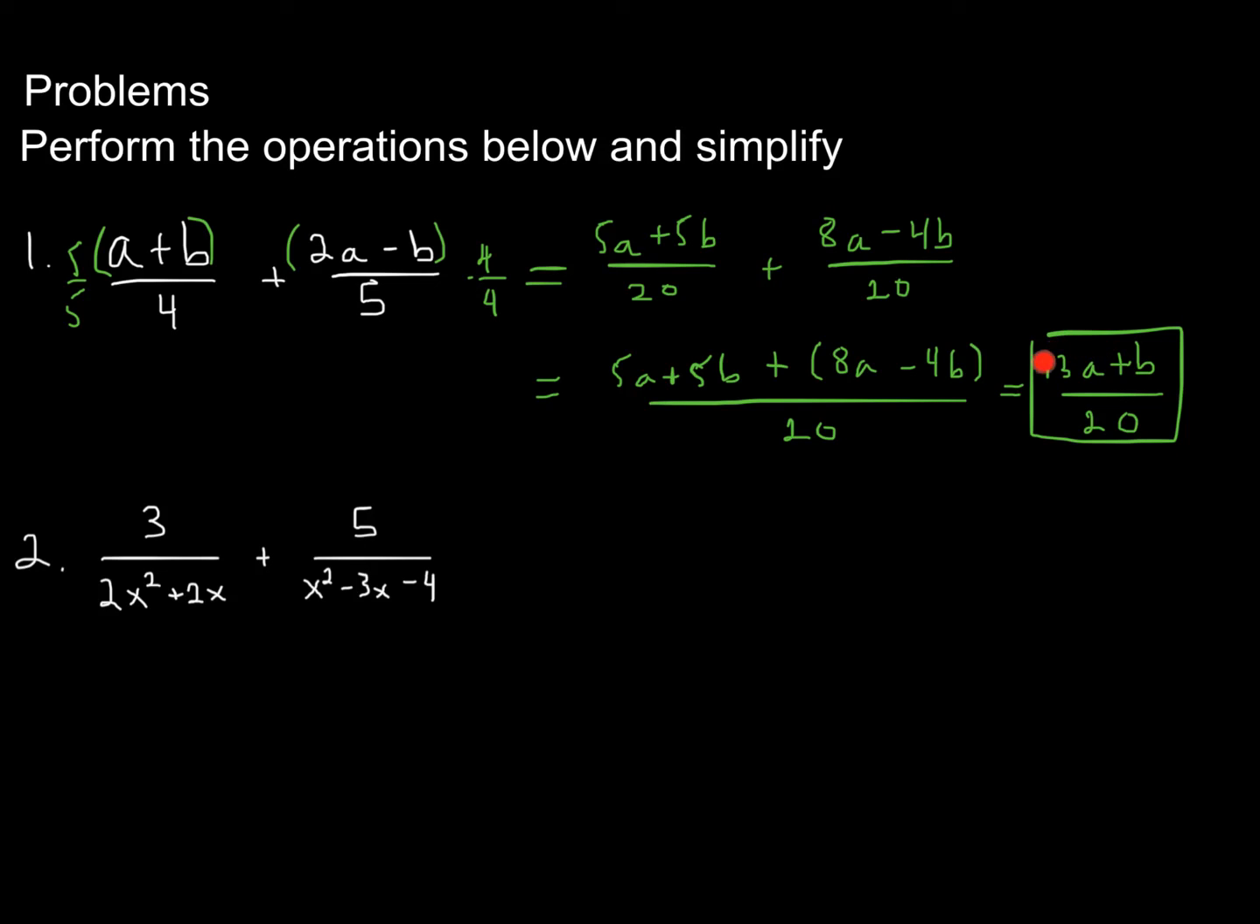Notice, of course, that the domain here for this particular rational expression is all real numbers because the denominator will never be 0. All right, go ahead and try number 2 again on your own, and we'll take a look together.